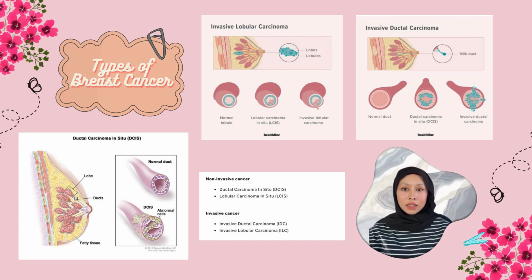Okay, whether your cancer is non-invasive or invasive will determine your treatment choices and how you might respond to the treatments you receive. So there are two main types of breast cancer. First is non-invasive cancer, which has two categories. The first category is ductal carcinoma in situ, DCIS, and the second category is lobular carcinoma in situ, LCIS. The second type is invasive cancer, which also has two categories. The first category is invasive ductal carcinoma (IDC), and the second category is invasive lobular carcinoma (ILC).